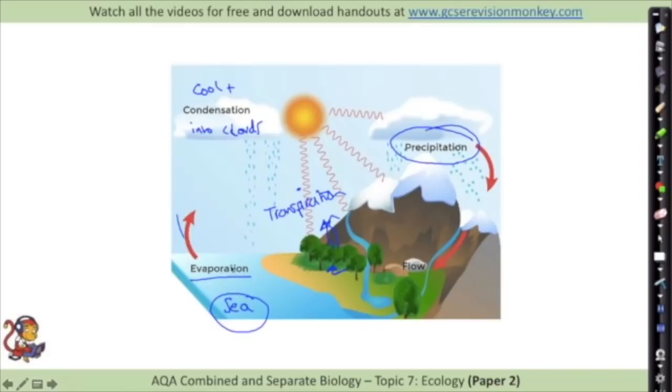So a lot of key words there. You might see, for example, the idea that if you have some water in an iceberg on the sea, they might ask you to suggest how that water ends up in a lake. So here you would have the iceberg melting into the sea, that water evaporating, condensing into clouds, and then you would have the precipitation that would lead to the rainfall filling up the lake.